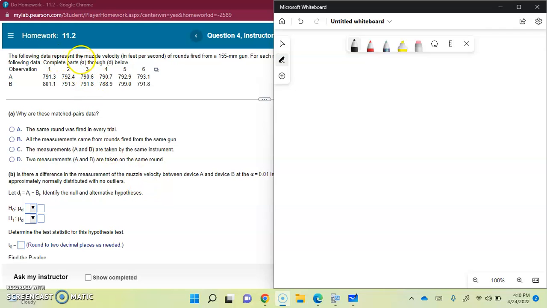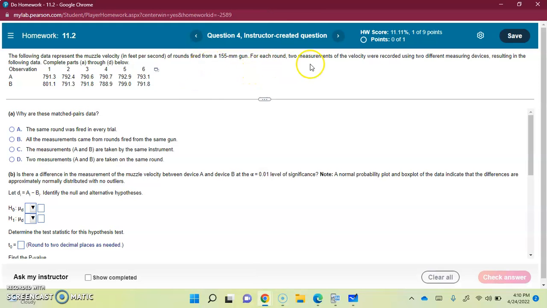Okay, the following data represents the muzzle velocity of rounds fired from this gun. For each round, two measurements of velocity were recorded using two different measuring devices. So this is paired data. You can see that, right? So observation 1 from A machine and from B machine.